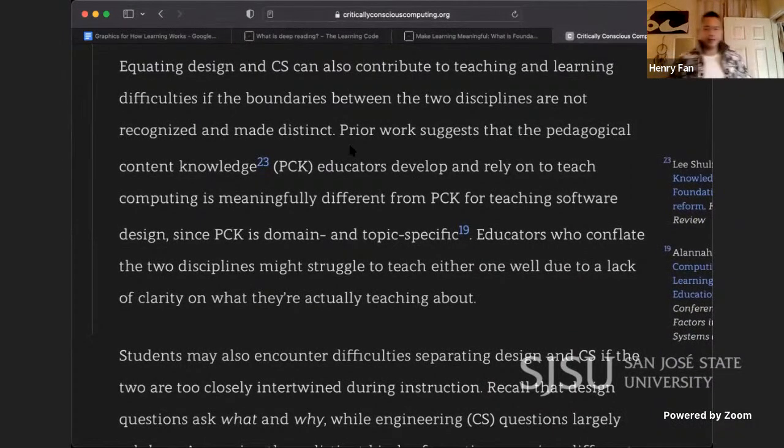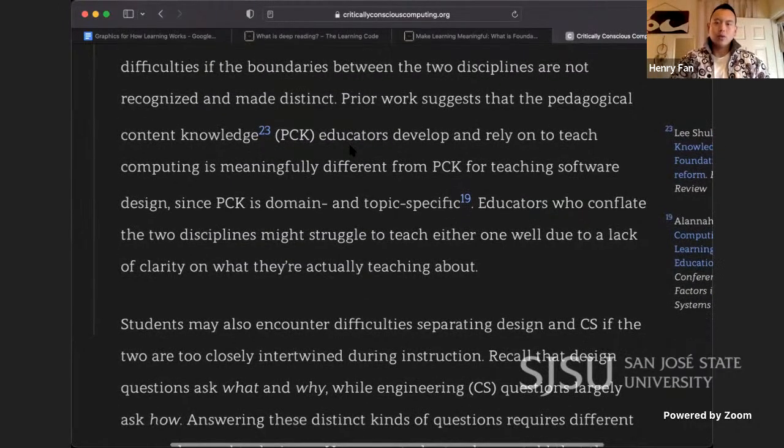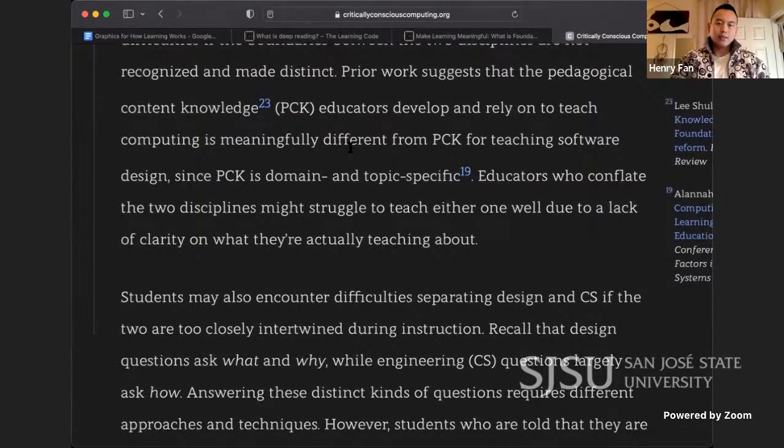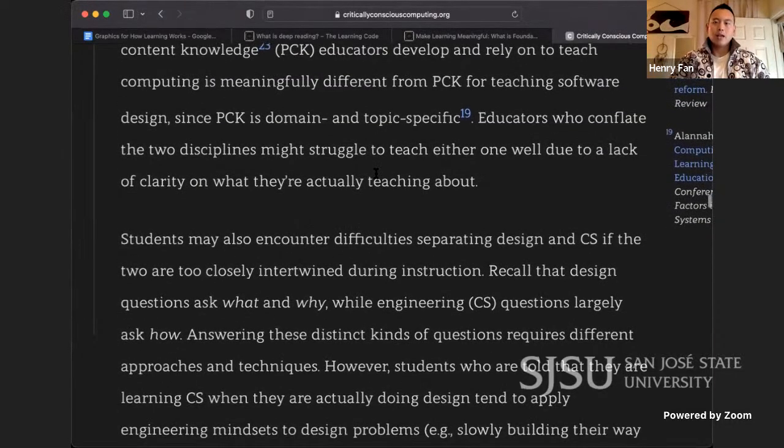Equating design and CS can also contribute to teaching and learning difficulties if the boundaries between the two disciplines are not recognized and made distinct. Prior work suggests that the pedagogical content knowledge educators develop and rely on to teach computing is meaningfully different from the pedagogical content knowledge for teaching software design, since PCK is domain and topic specific. Educators who conflate the two disciplines might struggle to teach either well due to a lack of clarity on what they're actually teaching about.